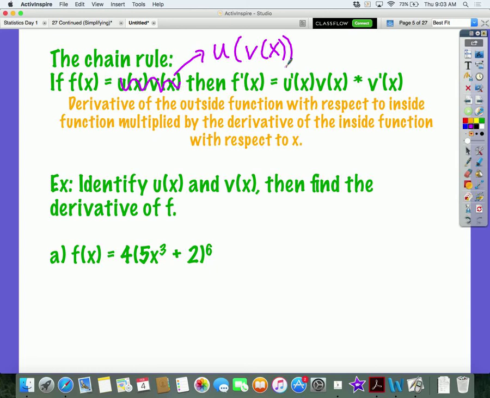Does that mean you have to fix the second part too? Alright, so can you identify what the two functions are? What's the inside function, what's the outside function?